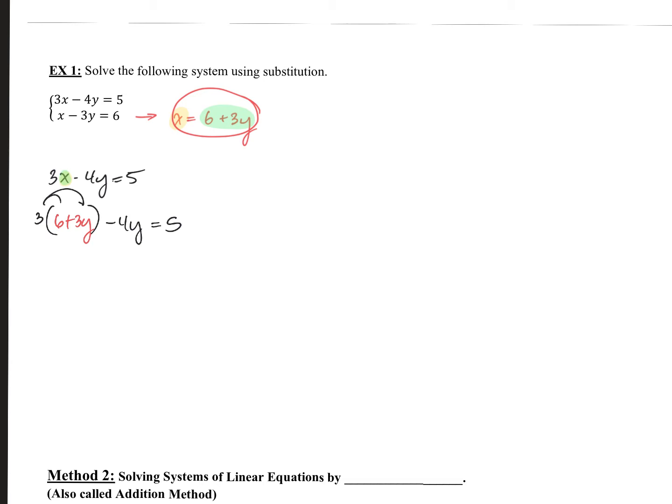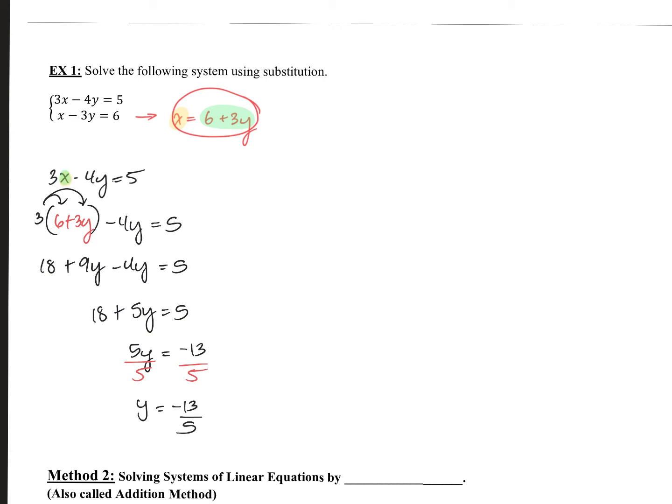So go ahead, distribute that 3 in. We get 18 plus 9y minus 4y equals 5. 18 plus 5y equals 5. And then subtracting 18 from both sides, we get 5y equals negative 13. And then going ahead and dividing both sides by 5, we get y equals negative 13 divided by 5.